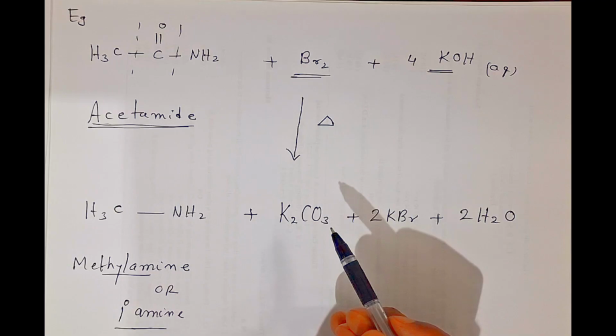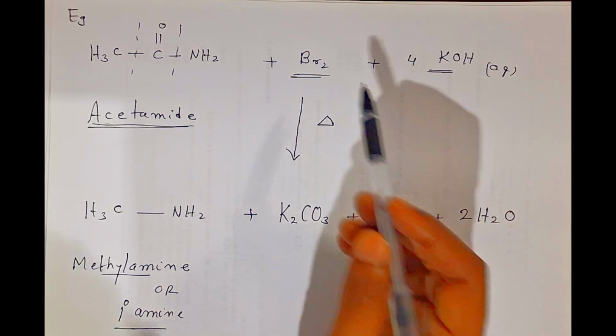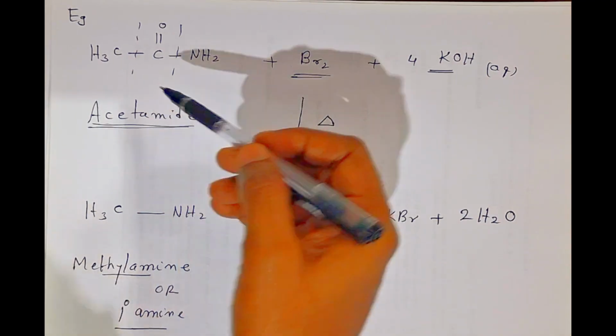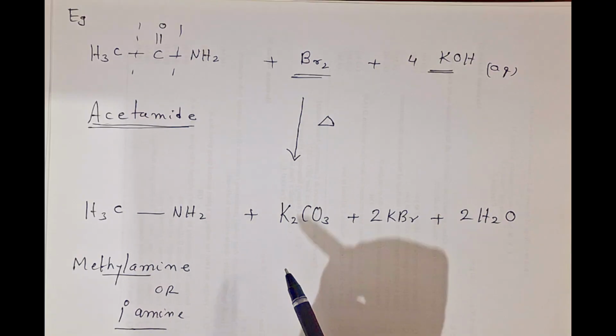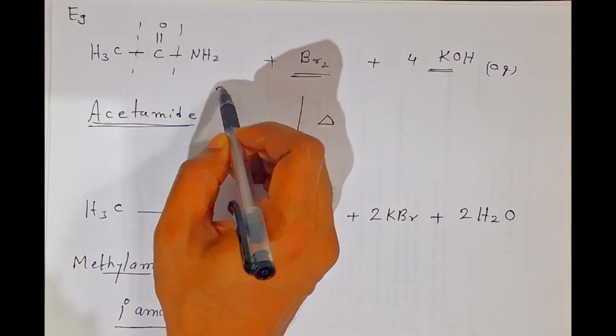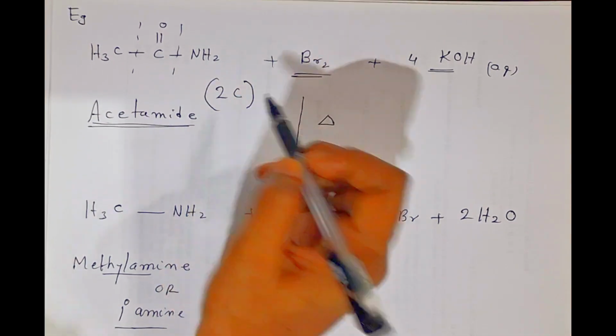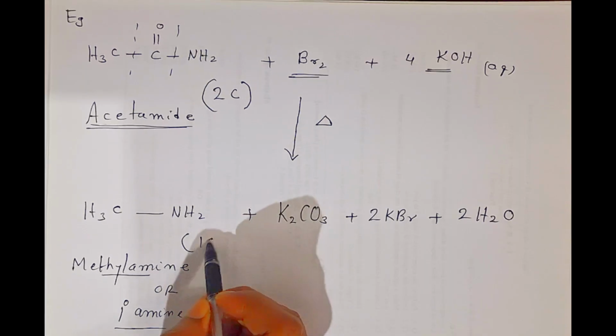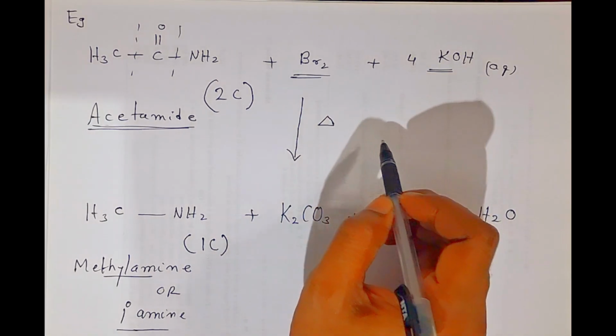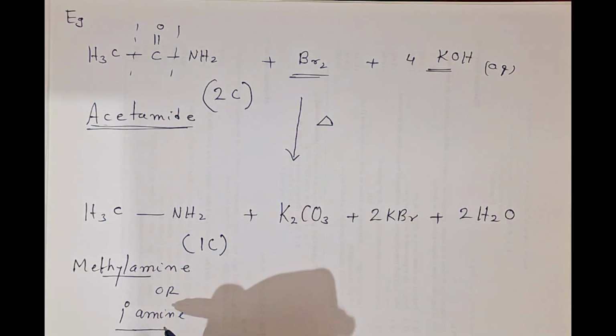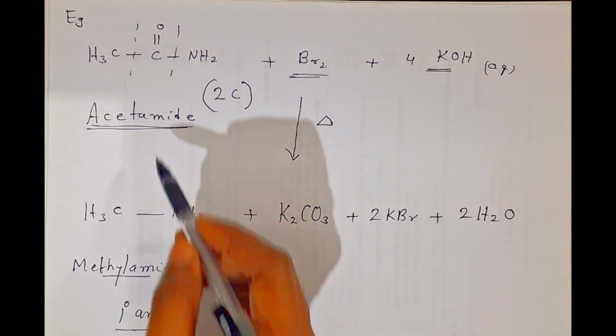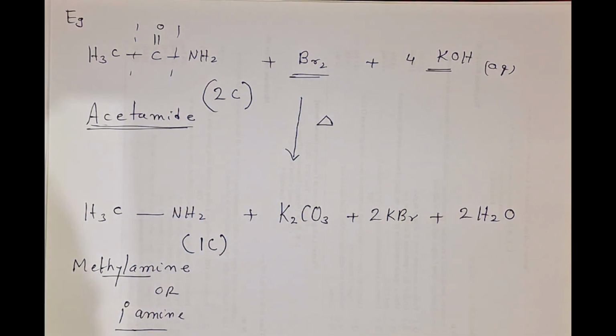It's a very important reaction in board examinations. Sometimes they may ask about the action of bromine and aqueous KOH on acetamide, so this way you have to represent the answer. Acetamide has 2 carbons, but methylamine has only 1 carbon. So 1 carbon less primary amine is formed from acetamide, the raw material. That is why this reaction is very important.